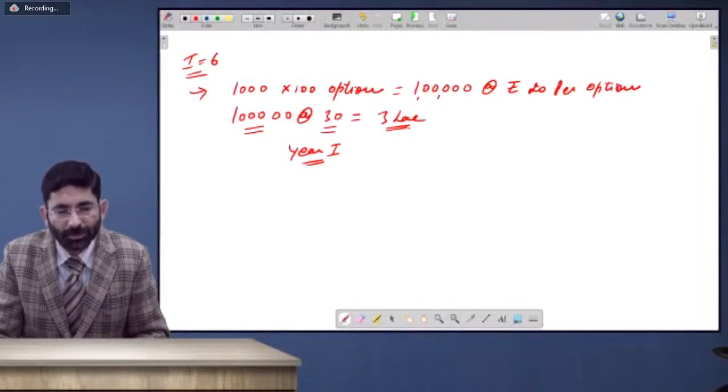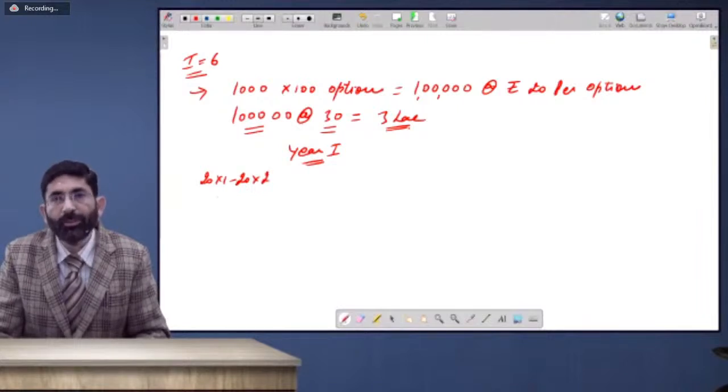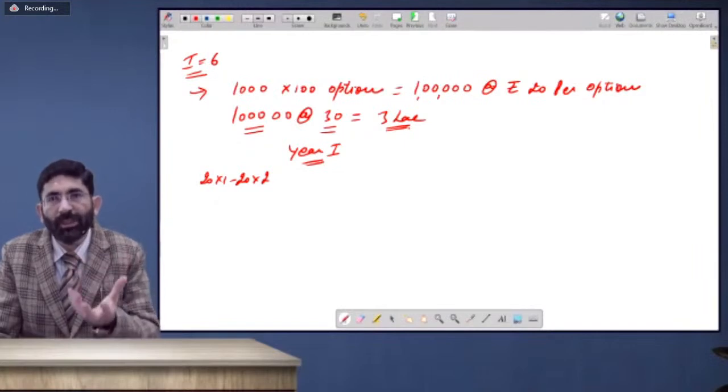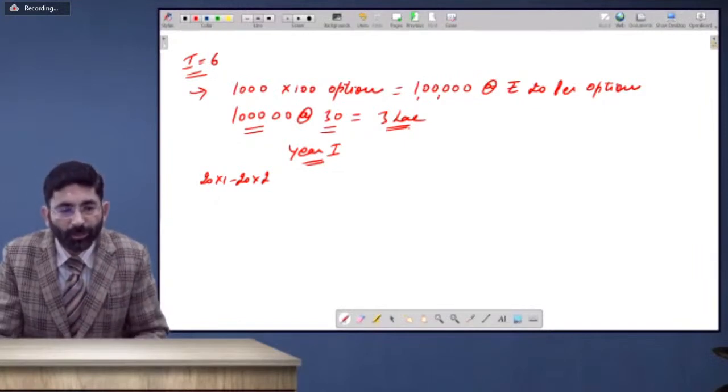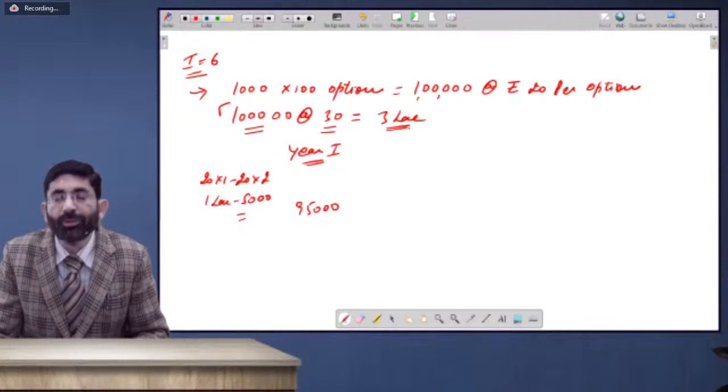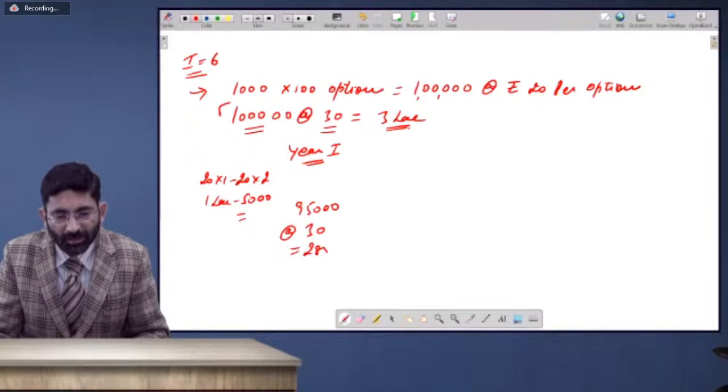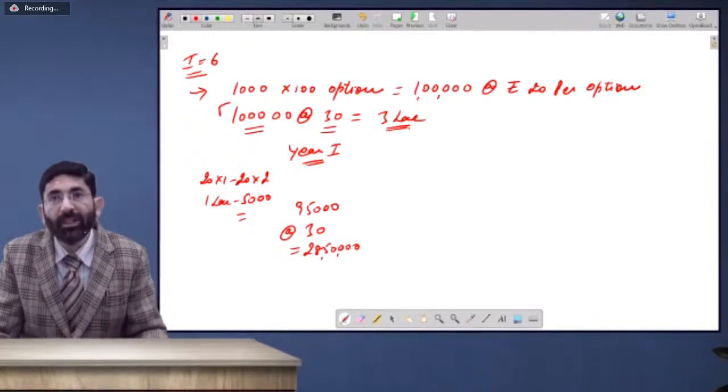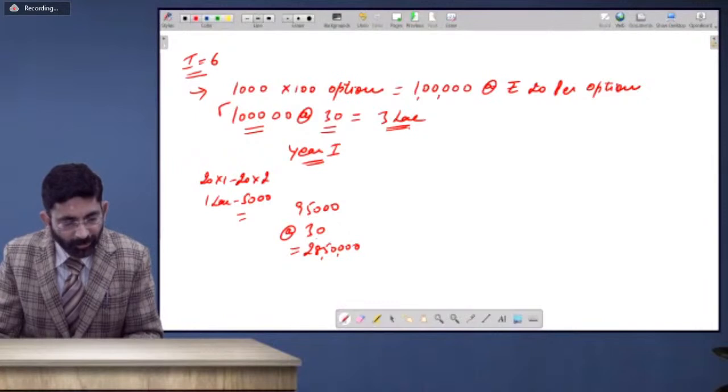If 5,000 options are lapsed, then for 2011-12 we will have to assume how many options are going to be exercised, that is, the total loss borne by the company. The company is not going to bear loss on 1 lakh options. 1 lakh minus 5,000, only 95,000 are expected to be issued. So we have to suffer a loss of 95,000 into 30. It is 28 lakh 50,000. So this loss is to be borne by us within the period of how many years?